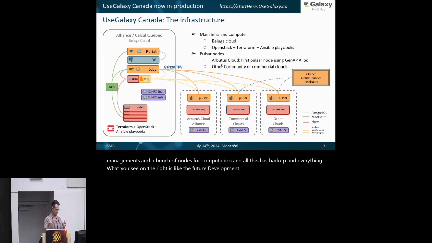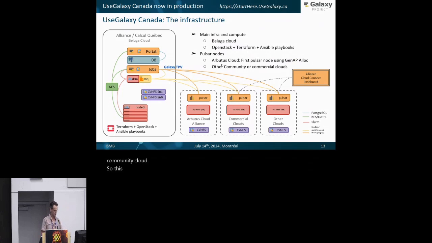We don't have Pulsar yet, but we still have resources, our group has resources on the Arbutus Cloud at the other end of the country in Victoria. We want to implement a Pulsar there, and we have applied for a project with the Digital Research Alliance of Canada so that we could launch on-demand Pulsar that would run on commercial or community cloud.